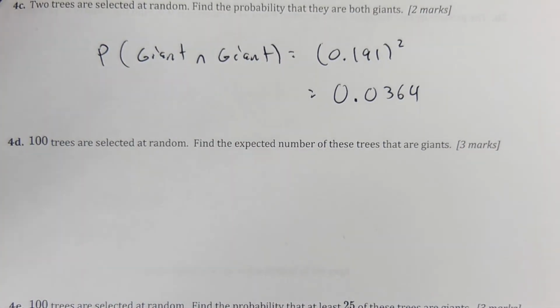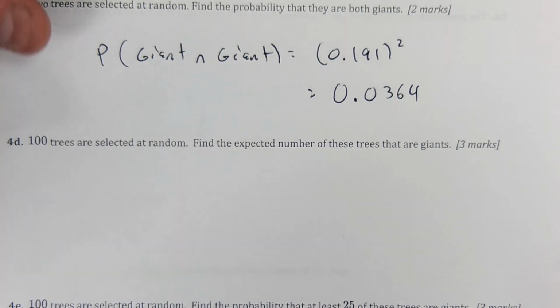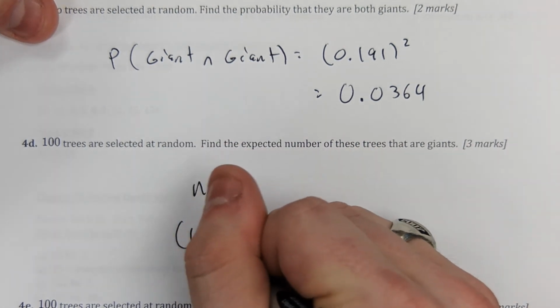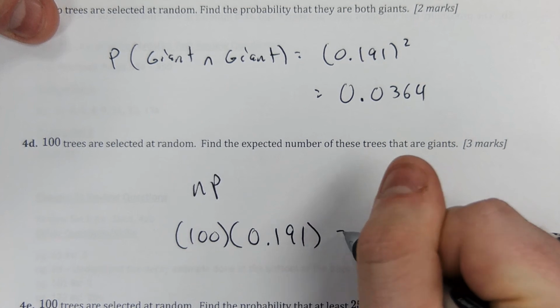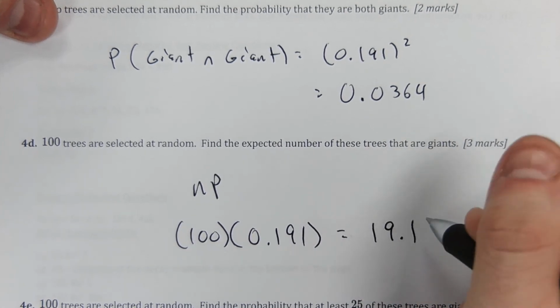100 trees are selected at random. Find the expected number. Okay, how do we do expected number? NP. So that's 100 times 0.191, or 19.1.